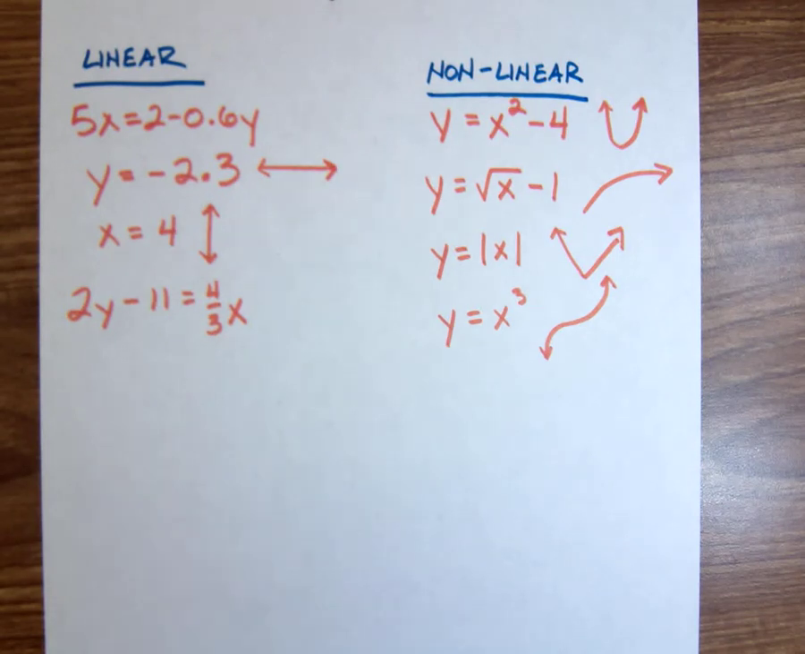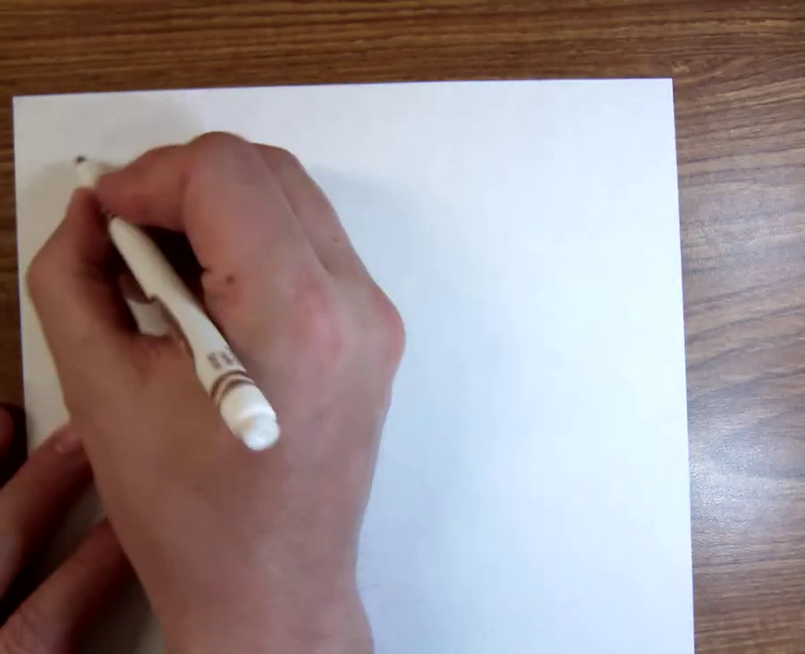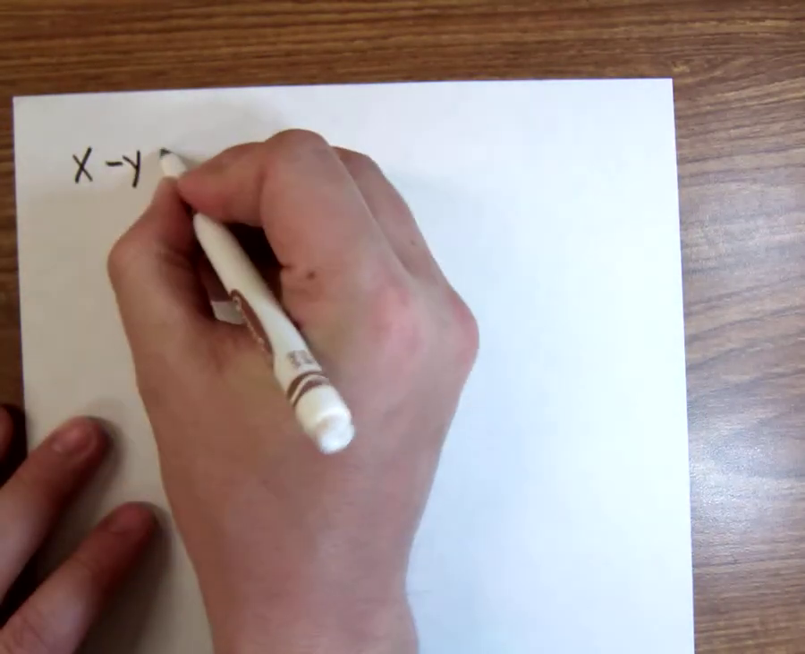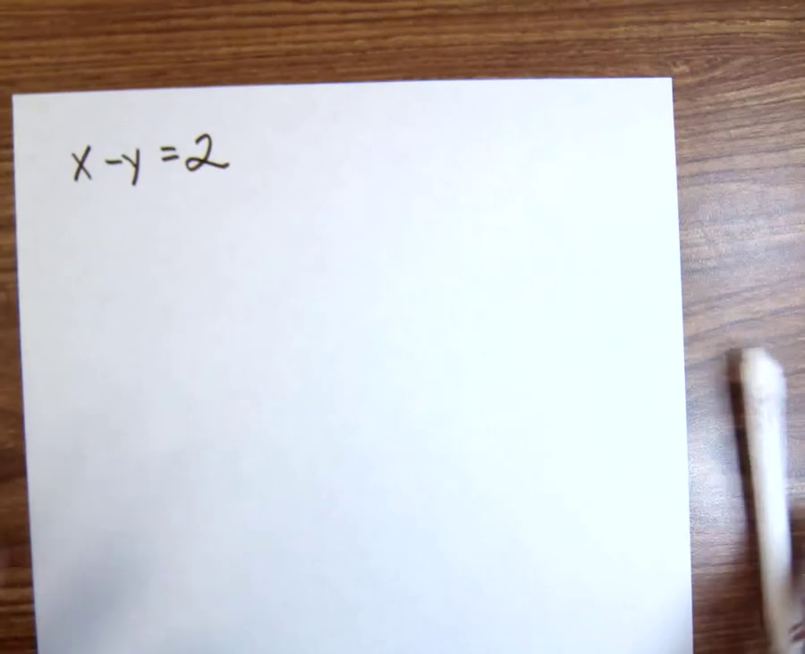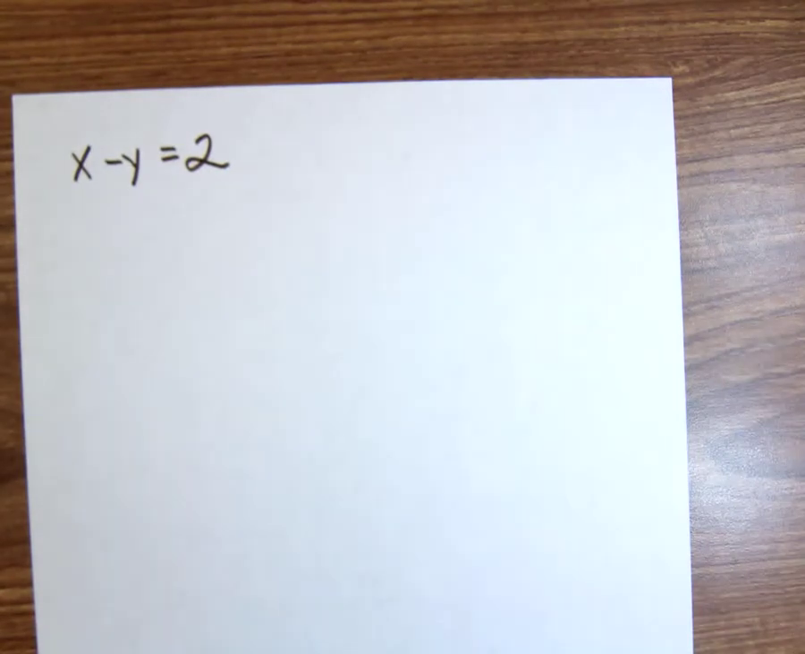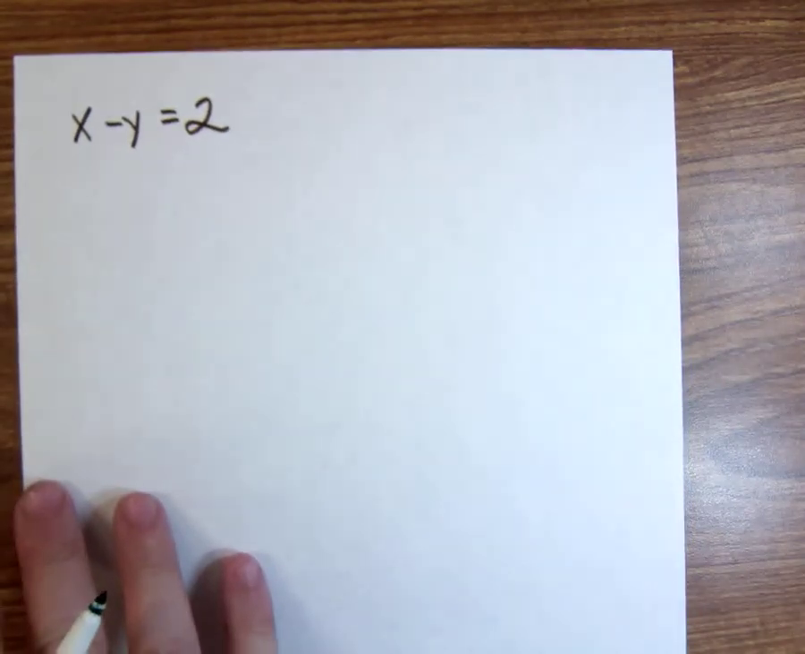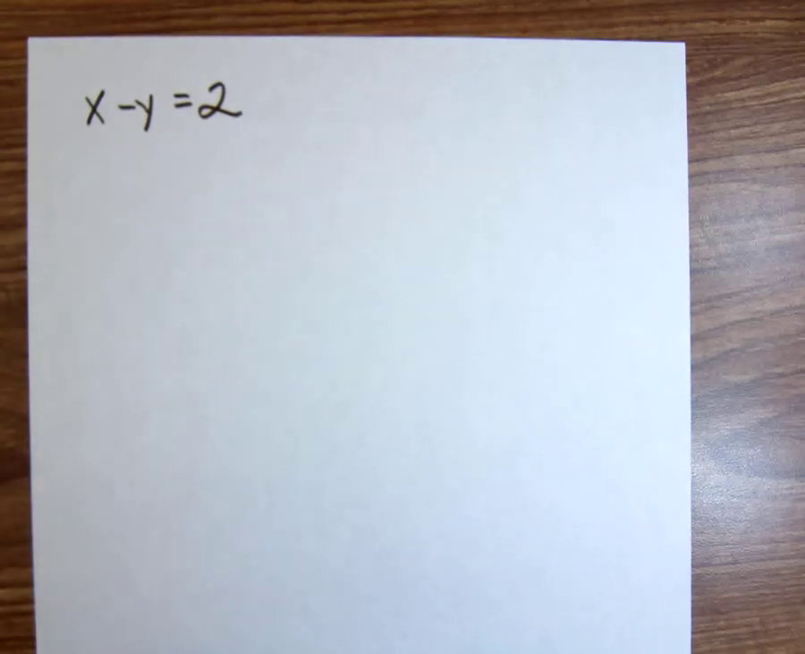Cool, so let's graph them. I'm going to kind of ease you in here at first. I'm going to give you a bunch of the tools that you need to graph these. So let's start off with our equation: x minus y equals 2. Eventually, I want you to be able to just take that equation and graph that exactly like it's written.